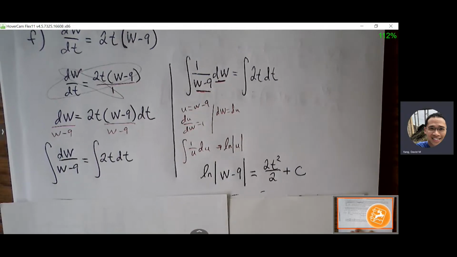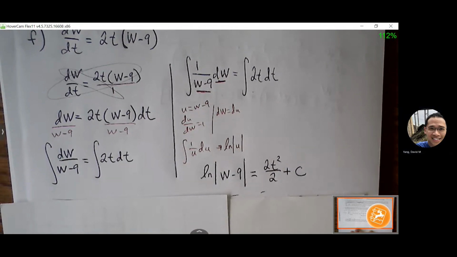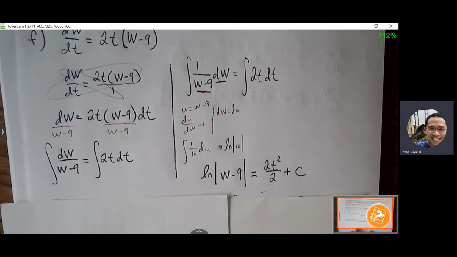Okay, U value is W minus 9. Derivative is 1, so no leftover coefficient. We make our substitution and everything comes out clean, 1 over U du. We recognize that as just a natural log rule. And replace the U back in terms of W.